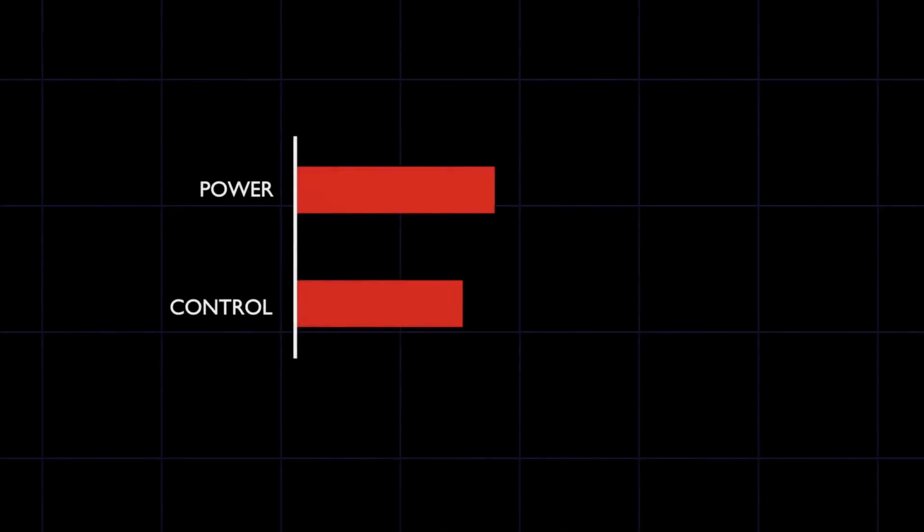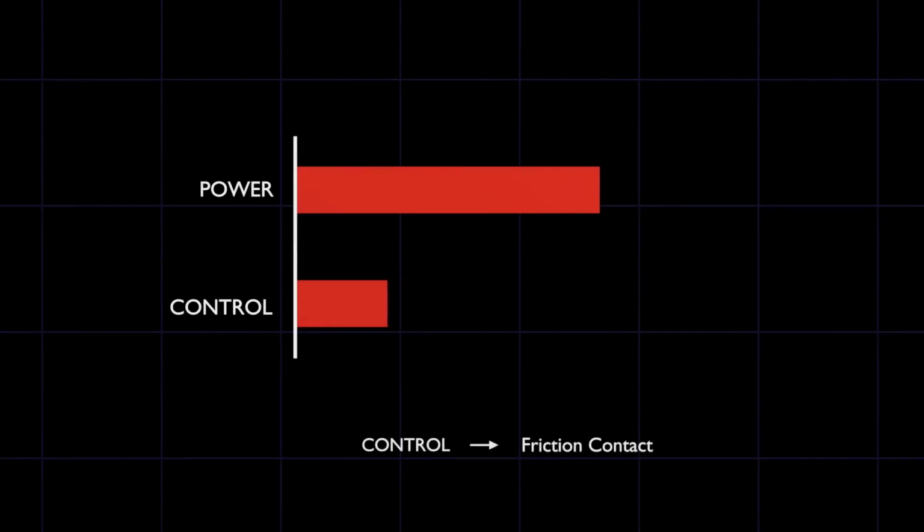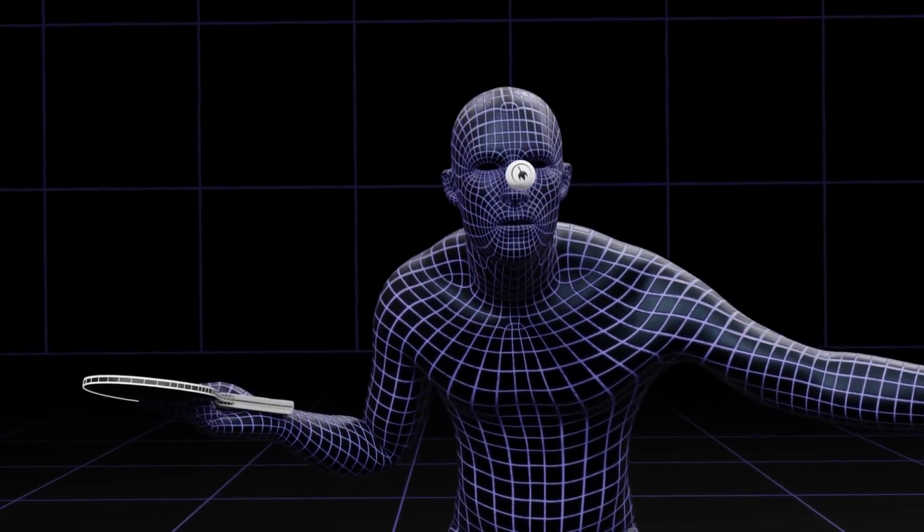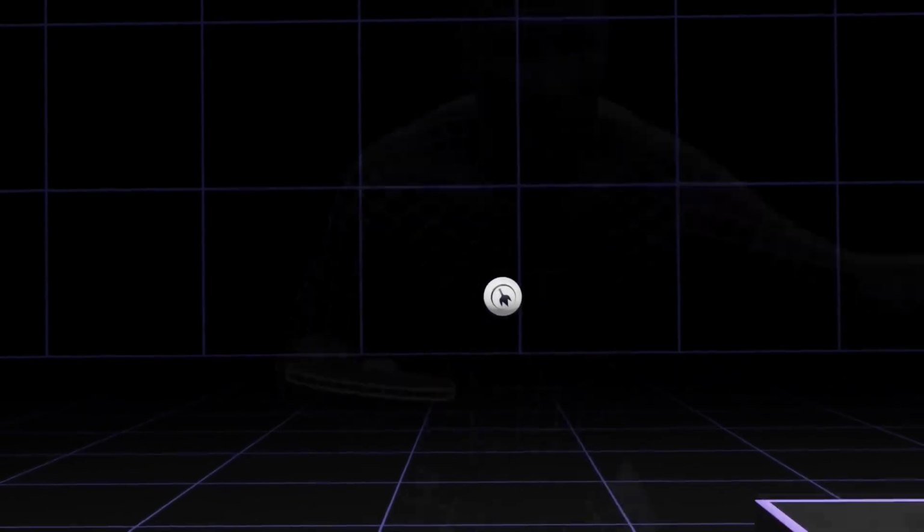Increasing speed often comes at the cost of control, and control is essential for achieving good friction contact. If the stroke speed is too high, the lack of control will make it harder to create proper friction contact, reducing the amount of spin transferred to the ball. That's why generating more spin isn't just about maximizing power, it's about finding the right balance between power and control. You need to identify the maximum speed you can generate without compromising control or the quality of the friction contact.